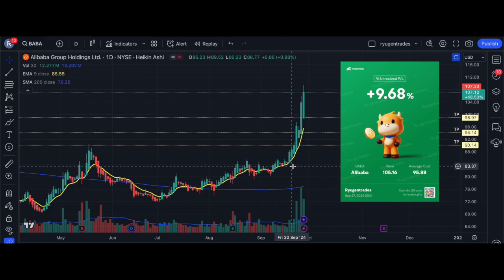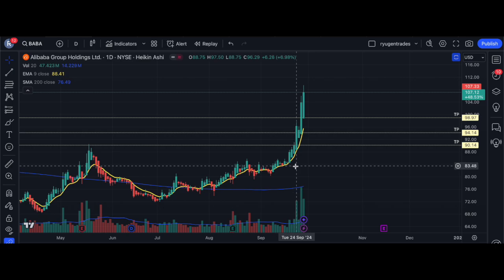Now BABA, so similarly, normally I wouldn't take this kind of trade because the price has actually gone up significantly. So this was a 10% gain over one day, 2 days I think. Bought it day 1 and sold it on day 2. So again, similarly, Heiken Ashi gave me confidence to trade this particular stock.